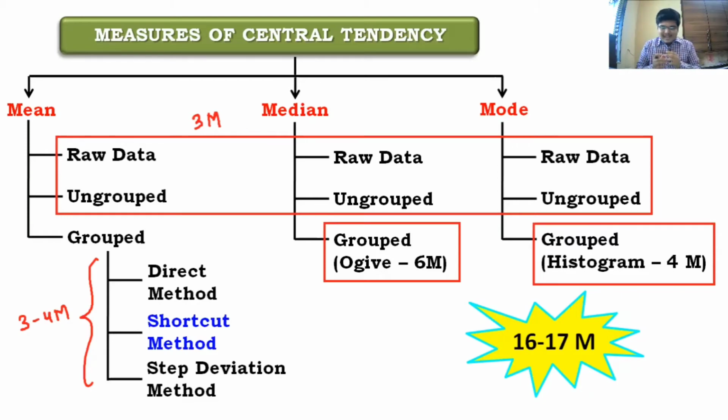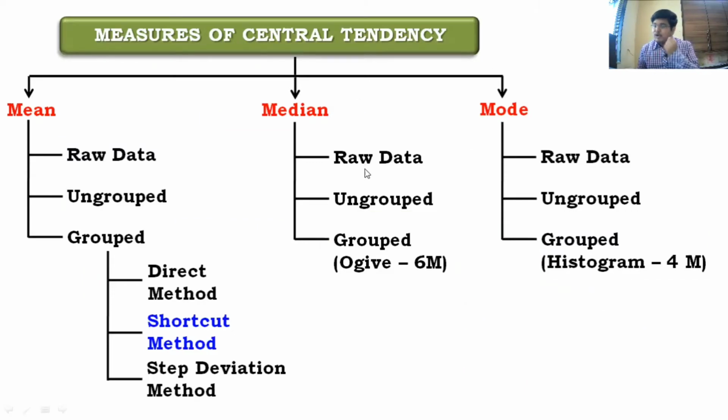You know, obviously that's not our target, but if you understand the importance of this chapter, it's that important. All right. So come on guys, we'll begin with the first type. We'll be finding mean for raw data.